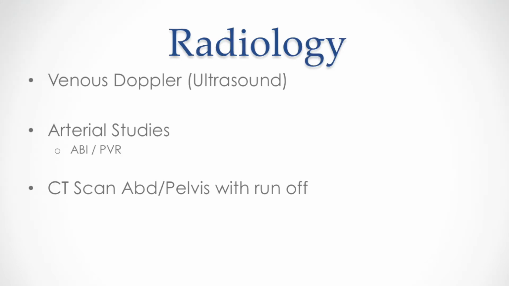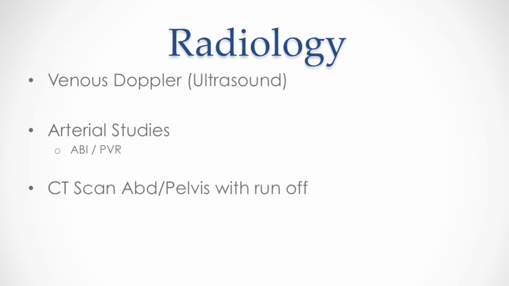So moving on to radiology, we have the venous Doppler ultrasound, for which we use the D-dimer and the Wells score, which will be clearly documented in the patient's chart. Ask your physician. This is where the patient has an ultrasound from the bottom of their calf all the way up to their femoral or groin region.